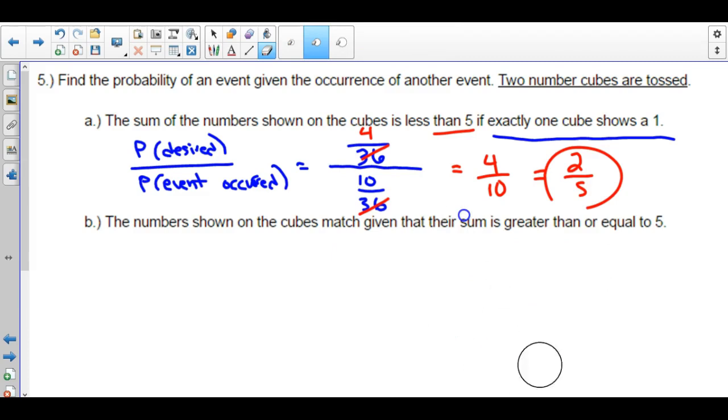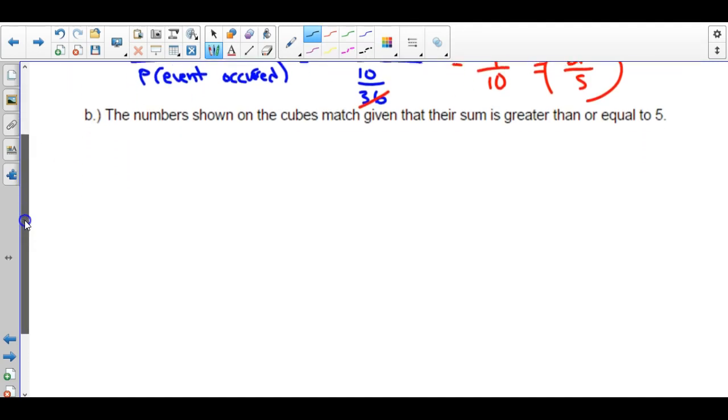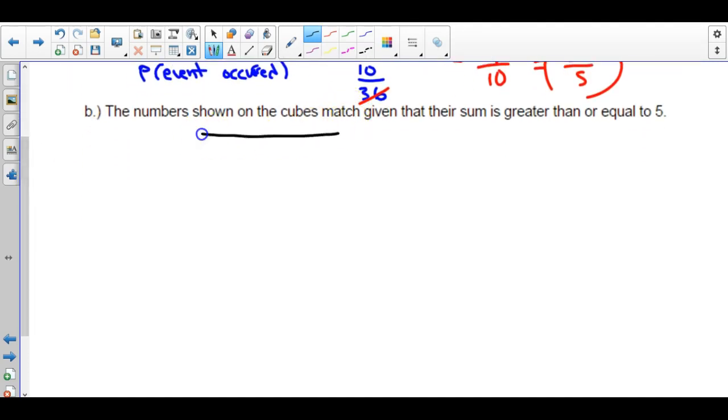So again, I'm going to follow that same kind of formula for my denominator here, for part B. The numbers on the cubes match, given that their sum is greater than or equal to 5. So what I would do is go through all of my 36 combinations and look at how many of the sums are greater than or equal to 5. Well, that is a majority of them. So if I were to write out all 36, I'd be here for a while.